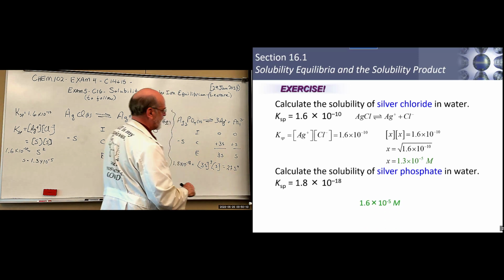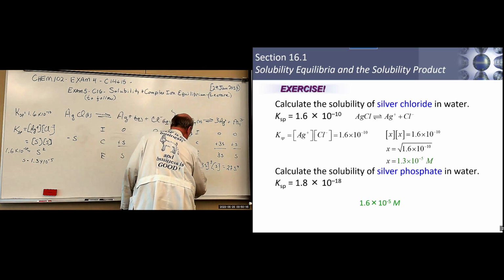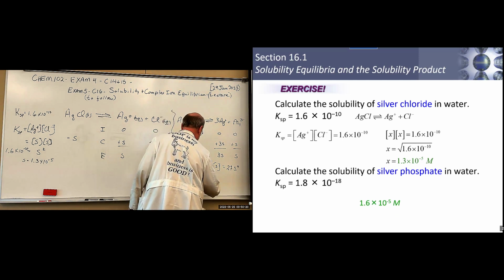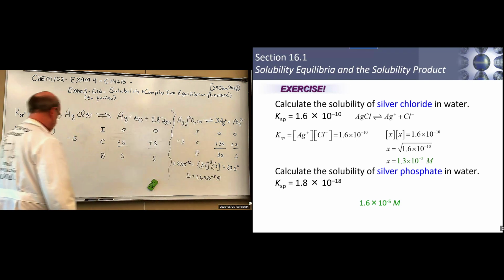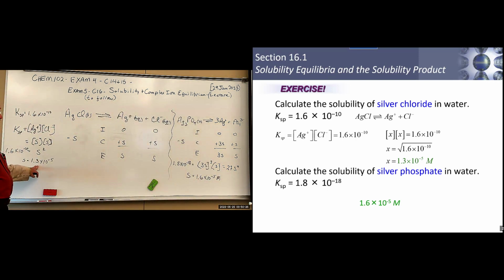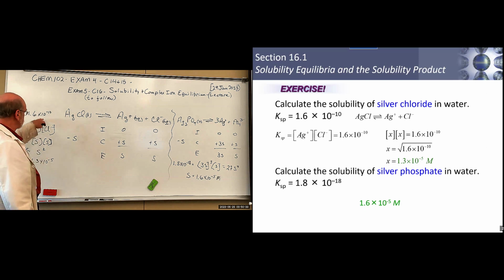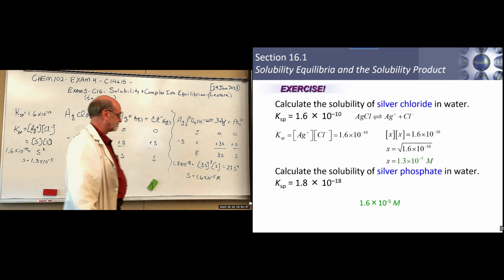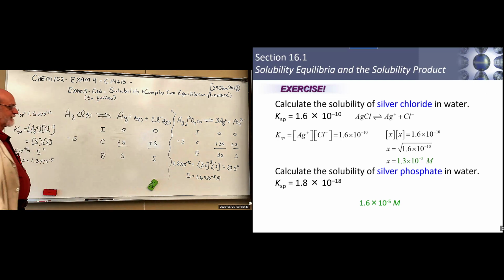Let's see. Do I have it animate? No, I don't have it animate. But if you do all of that, you'll find out the solubility is 1.6 times 10 to the minus 5. Okay. Compare that to this one. It's a little more soluble. Slightly more soluble. But the KSP is way, way, way smaller. Okay. I think that's the whole point of that slide, is to see the disparity.